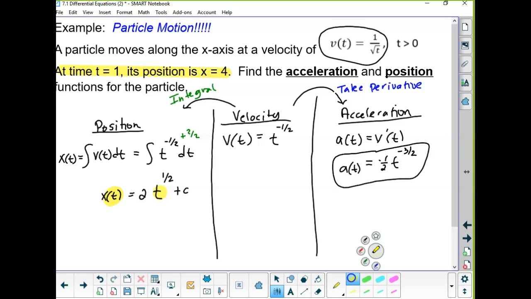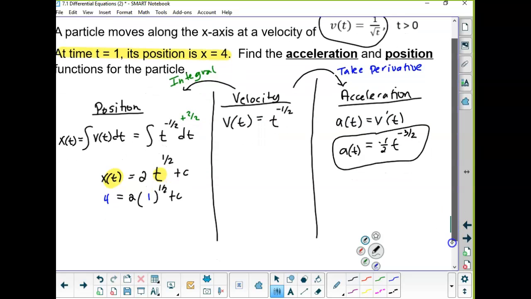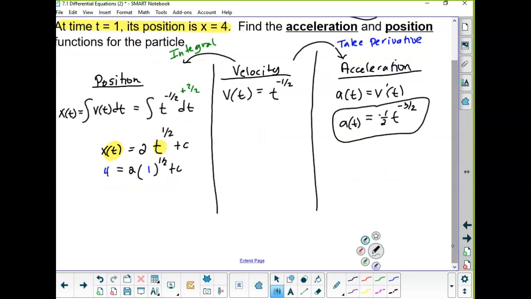So they try to trick you by saying x is 4, and a lot of students think that's the input, and that's not the case. We're going to plug a 4 in for the output, and we're going to plug a 1 into the input. And now I can find c pretty quickly. You don't have to show a ton of work here, because I know 1 to the 1/2 power is 1. That's 2, and when I subtract 2, I get c equals 2.